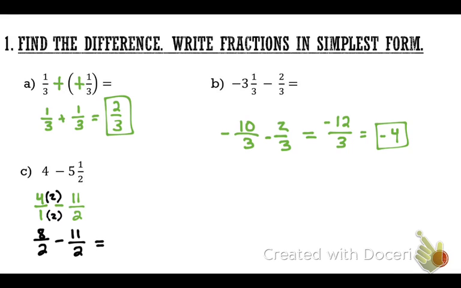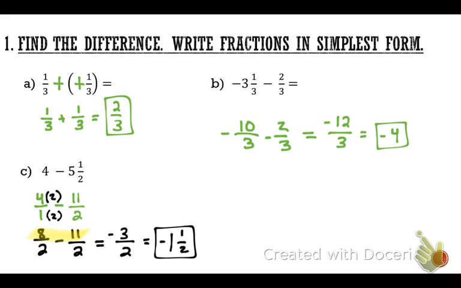Sometimes it's just easier for people to go ahead and just stick the denominator there because we know it's going to be a half. And then you can just look up here at the top. 8 minus 11. 3. And then take the sign of the larger number? Negative 3. Can I simplify negative 3 halves at all? Negative 1 and 1 half. Very good. It would be negative 1 and 1 half.